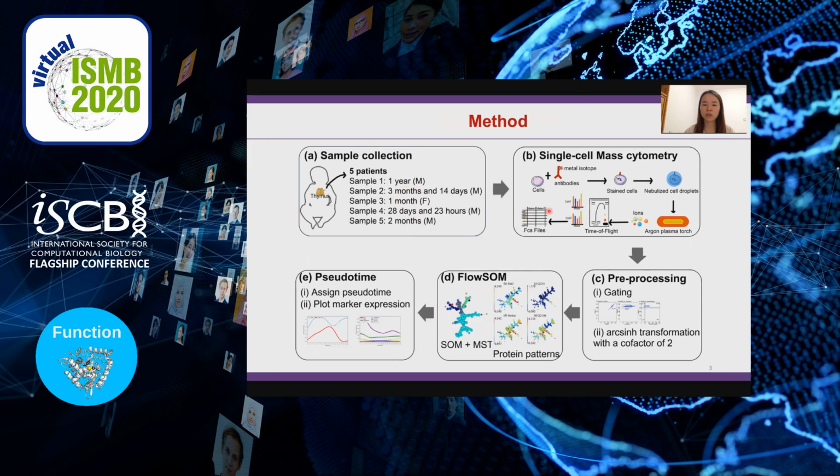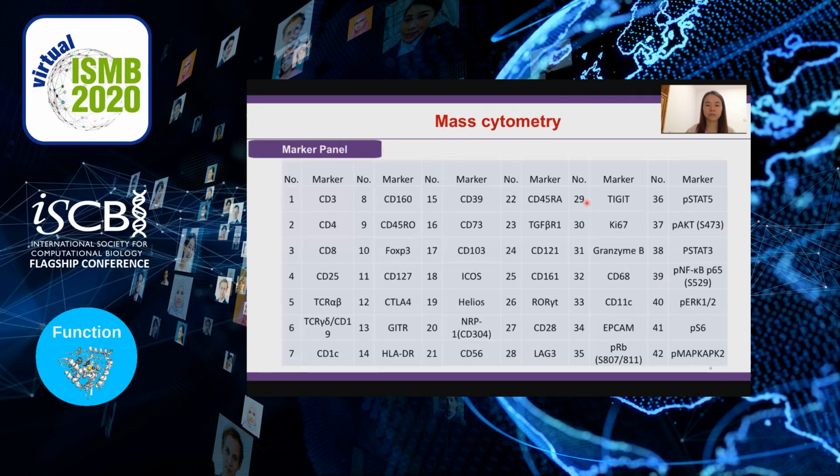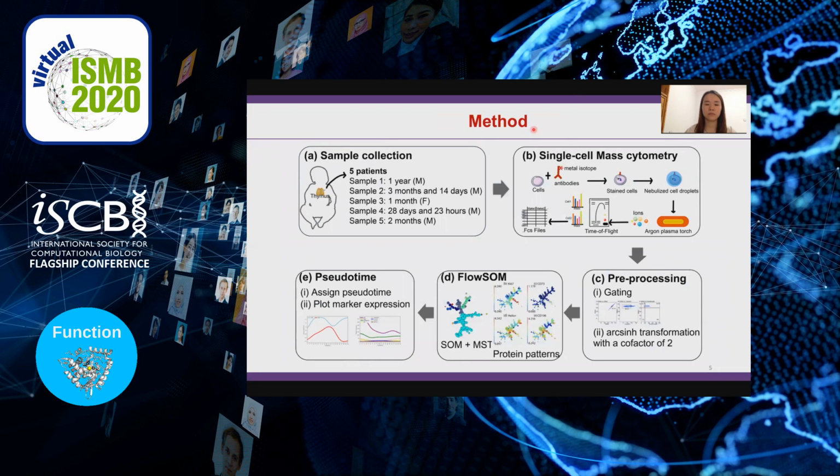Then protein expression levels of each cell in the samples were measured by mass cytometry. We designed these marker panels with protein markers, including cell surface markers, transcription factors, and phosphorylated transcription factors. They were measured by mass cytometry. As we got our data, we conducted pre-processing with gating and arcsinh transformation.